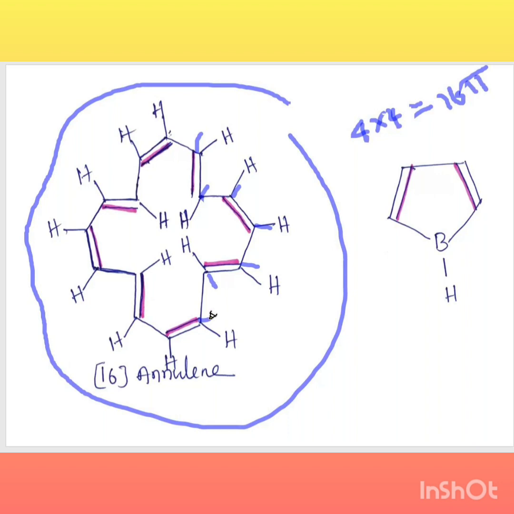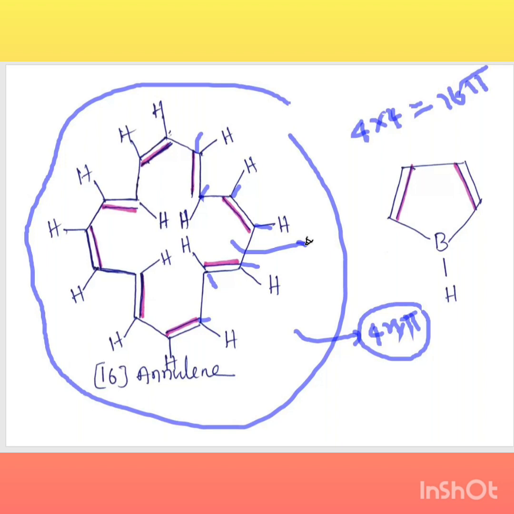It should be planar. The compound shows the anti-aromatic property, which follows the 4n pi electron rule. Each atom shows sp2 hybridization, the same hybridization. It is a cyclic compound and it is a planar compound.